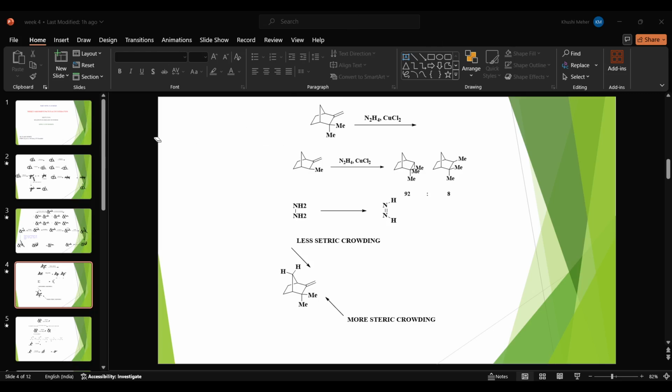Do you know the story behind who discovered the Sharpless epoxidation reaction, as we call it?